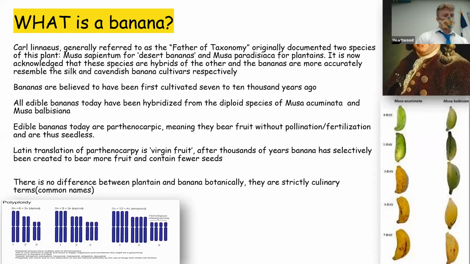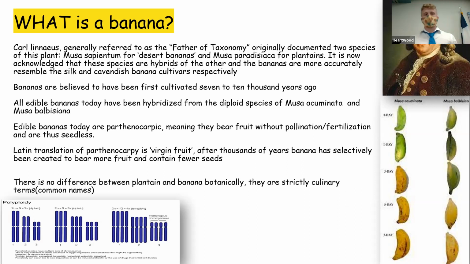So, Carl Linnaeus, you all might know him as the father of taxonomy. He observed these fruits and documented them in his Species Plantarum, and only documented Musa sapientum, which is now known as the silk banana, and Musa paradisiaca for the cooking banana. It has now been discovered that both of these are hybrids of one another. And through genomic analysis, there are many more species, and most of them are actually hybrids of the two diploid species, Musa acuminata and Musa balbisiana.